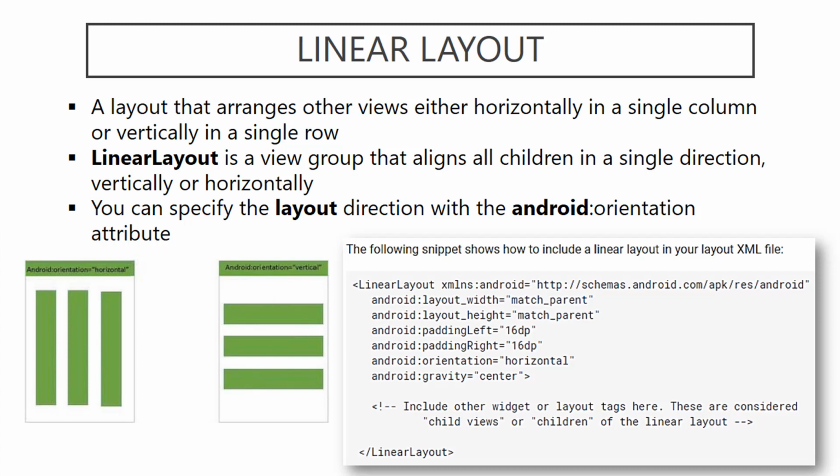So for instance, if you have your app bar or the toolbar on top, right? Let me ask you a question, pop quiz. How is it arranged? Well, the app bar is actually in a horizontal position, but it's actually in a linear layout vertically, right? So when you create the app bar and place it onto the activity, it's actually vertically placed. The linear layout is a view group that aligns all the children in a single direction, again vertically or horizontally, and you can specify the layout direction with the Android orientation attribute.